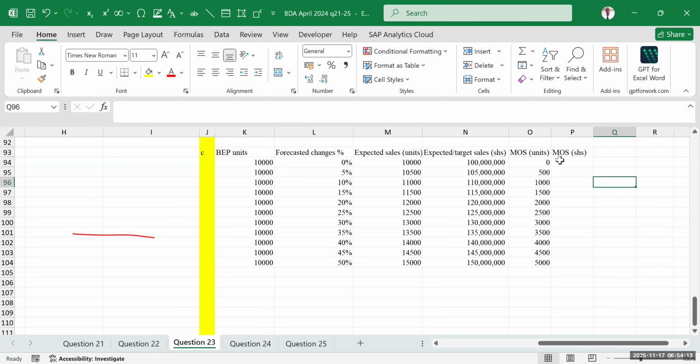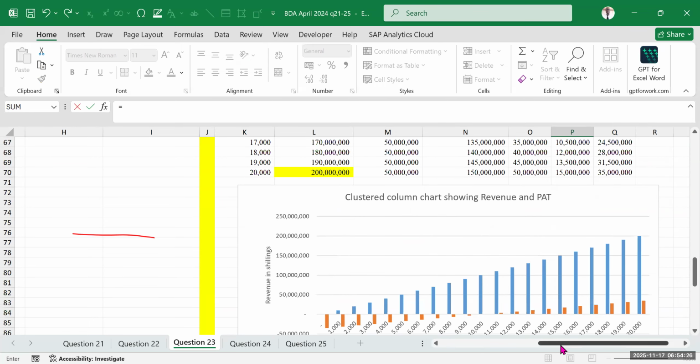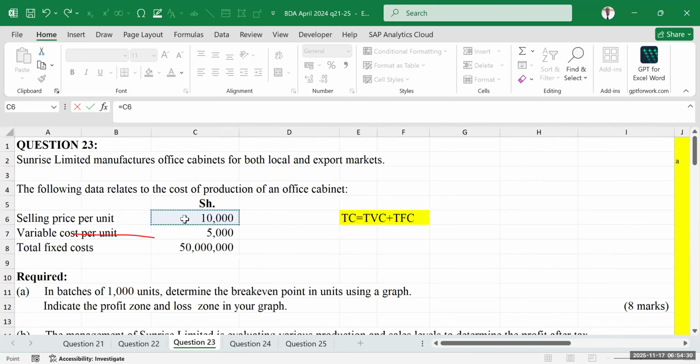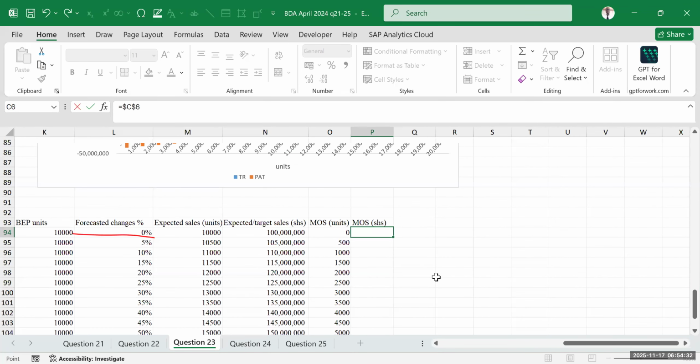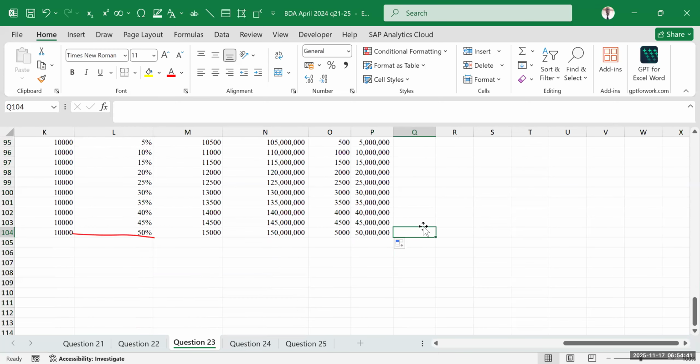Margin of safety in shillings, and we go ahead and compute it. The same selling price per unit we were given. We have the margin of safety in units. So how much do we need? Everything we need, we have. So margin of safety, we start by selling price per unit, which we were given in the first instance, and we fully lock that cell. Then we multiply by the margin of safety in units to get margin of safety in shillings. That formula I autofill to the end like that.